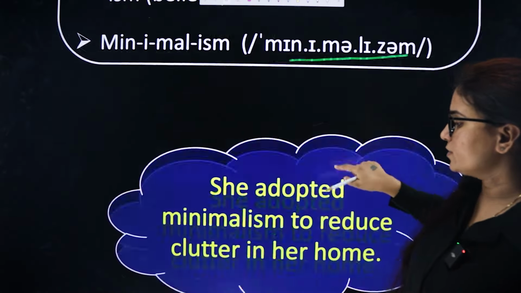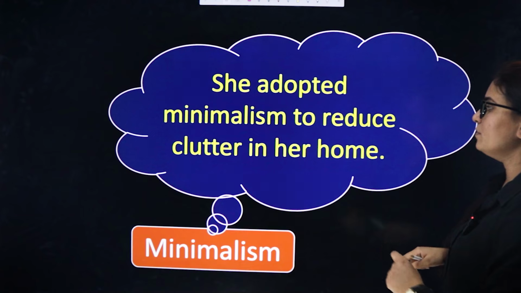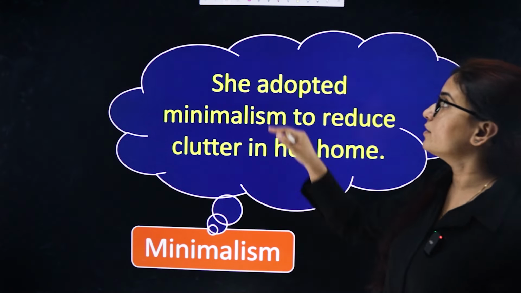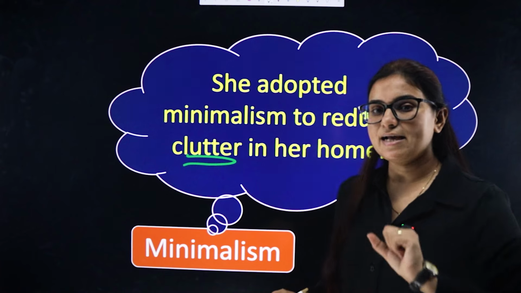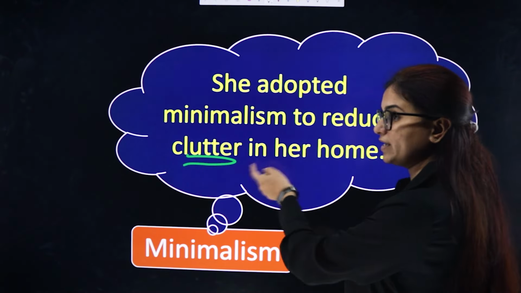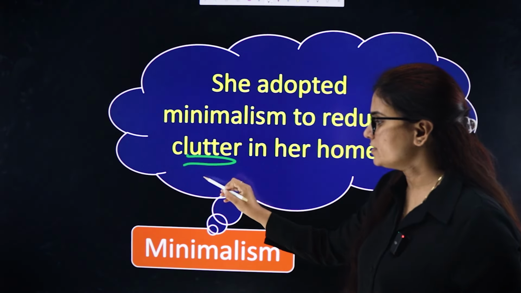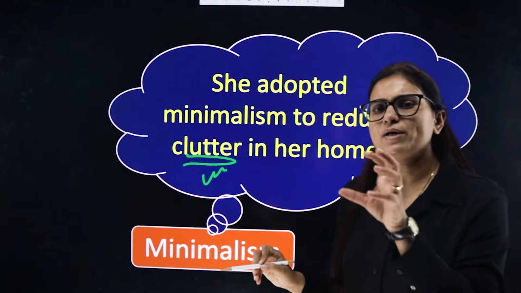The example is on your screen. She adopted minimalism to reduce clutter in her home. Remember this word carefully. To have fewer items in your home so that you can remove clutter in your house. Clutter is unwanted items, unwanted waste.